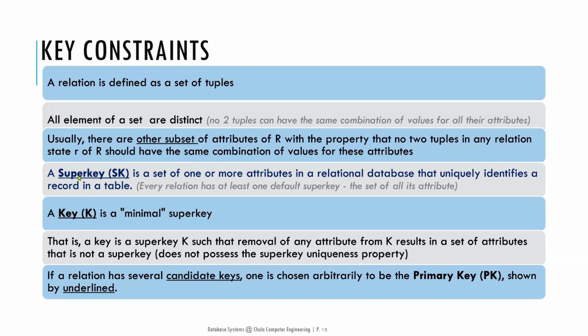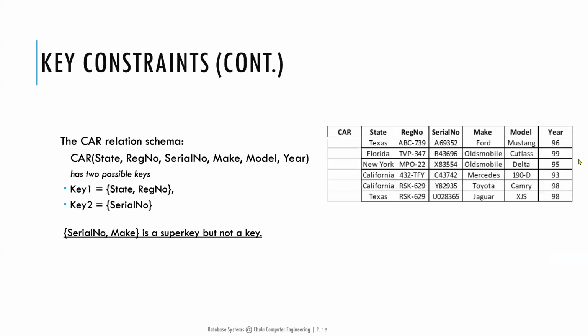The first thing is called a super key. When I'm talking about a super key, it means a set of one or more attributes, can be just one attribute or more attributes, in the relational database that uniquely identifies a record in a table. So, for example, for the car relation, can I put state, registration number, serial number, make, model, and year as a key? It is yes, right? Because none of the tuples here would duplicate. So the whole thing can be a super key.